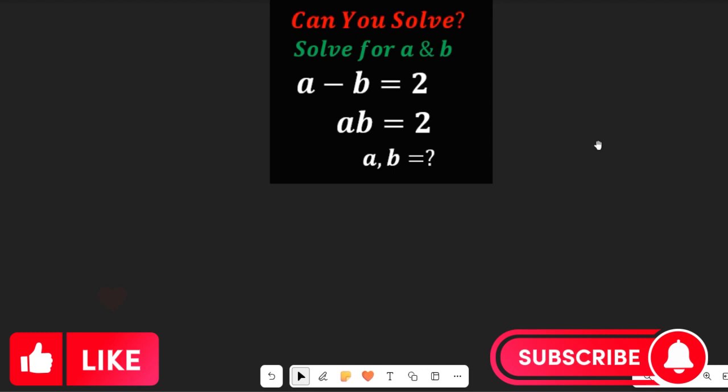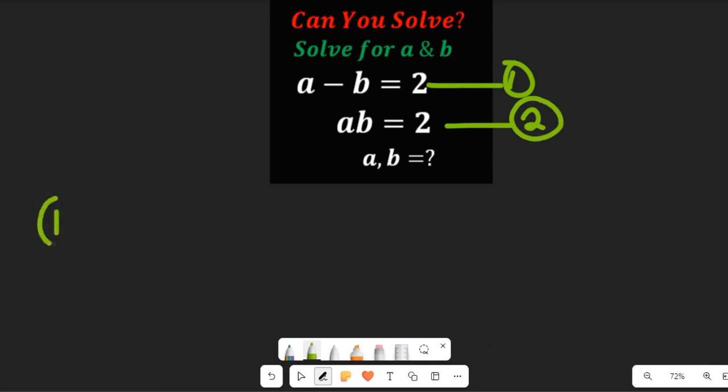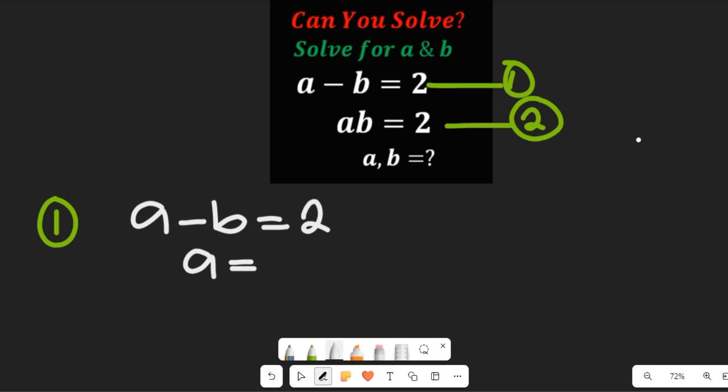Now let's get started. To solve this question, we're going to consider this to be equation 1, and then we'll consider this to become equation 2. Now from equation 1, what we are going to look at is making either A or B the subject of formula. So if we have A minus B equal to 2, then if we make A the subject of formula, A will be equal to, if we add 2 or add B to both sides, 2 plus B. So we'll take this as equation 3.